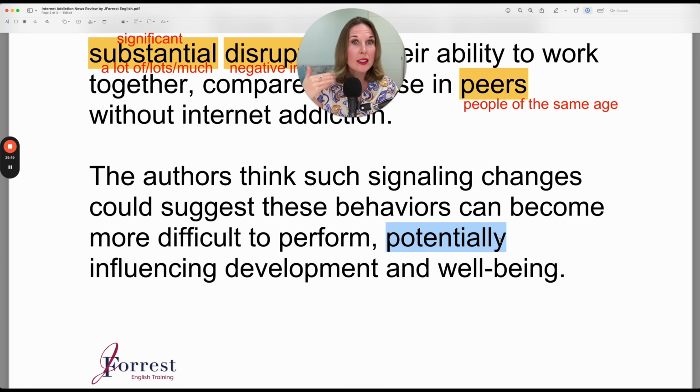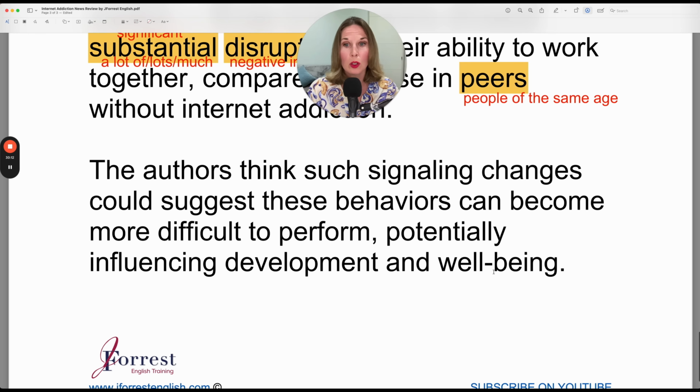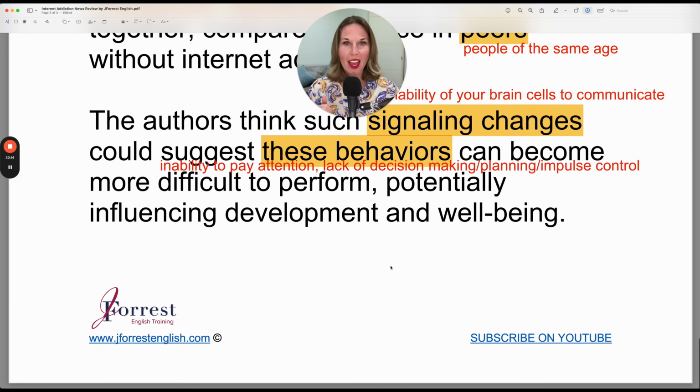And all of this might, because potentially is just the possibility. So you could replace that with the modal verb might. If you did, you would have to use the base verb might influence, because modal plus base verb might influence development and well-being, potentially influencing development and well-being. And that is the end of the article.